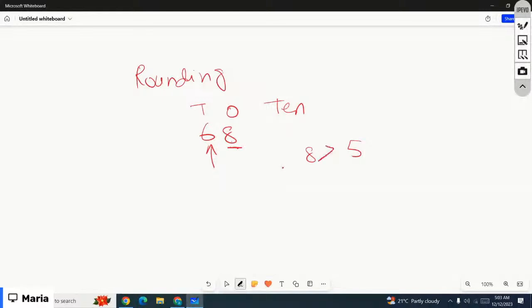8 is greater than 5, right? If the number right next to the tens position is greater than 5, you have to round up. Round up means you need to add 1 to the tens digit. 6 plus 1 is 7, and replace the other digits with 0. So 68 is rounded off to 70. Got it? Okay, for example, you have 34. 34 is rounded off to which tens number?